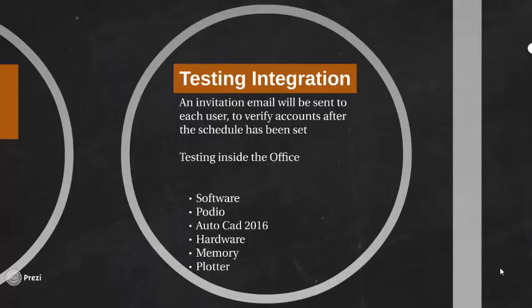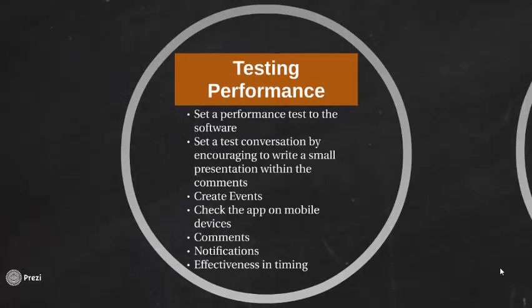The Podio website is specialized for this to happen because they will get automatic notifications even to their mobile devices. Testing inside the office. The software will be tested, the Podio website, the AutoCAD, the hardware, the memory, and the plotters. Testing performance. Set a performance test to the software. Set a test conversation by encouraging to write a small presentation with the comments. Create events. Check the apps on mobile devices. Comments, notifications, and effectiveness in timing.